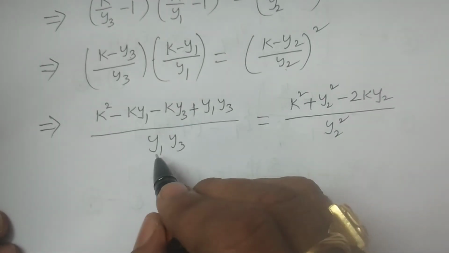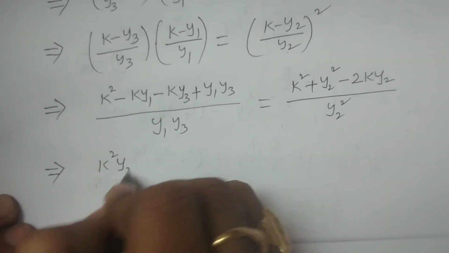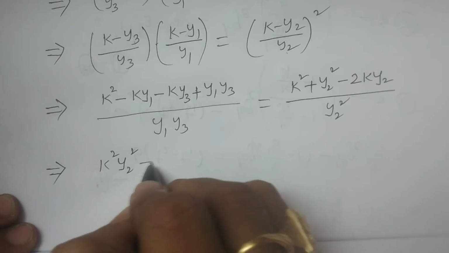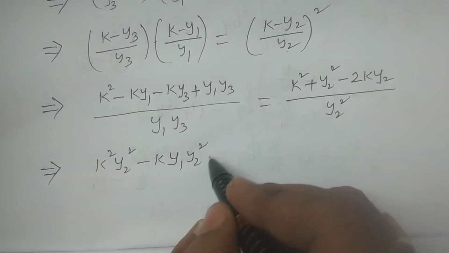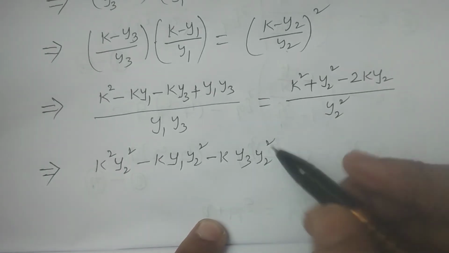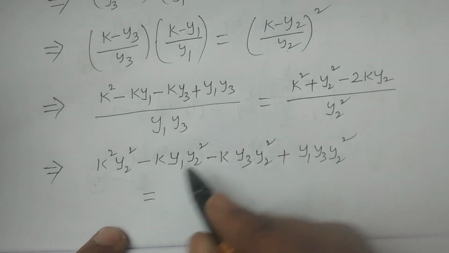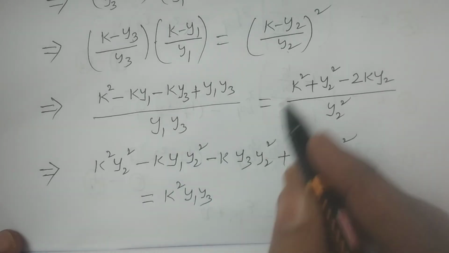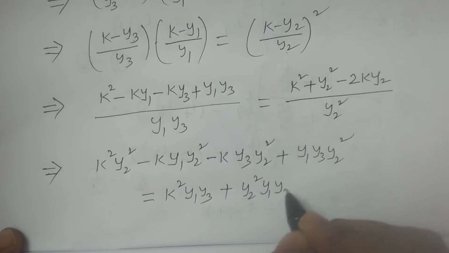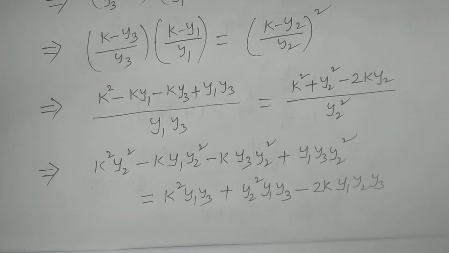Now again you have to multiply with y2 square and y1 y3, cross multiplication. Which implies k square y2 square minus k y1 y2 square, and minus k y3 y2 square, plus y1 y3 y2 square is equal to y1 y3 times k square, plus y2 square y1 y3, minus 2k y1 y2 y3. So these are the terms obtained here.